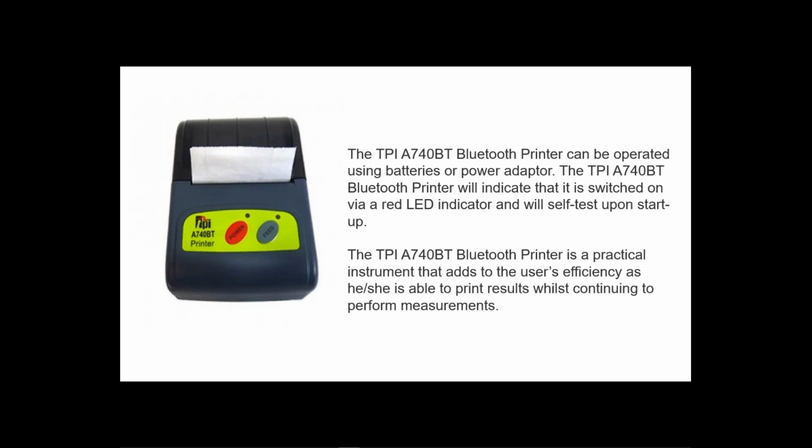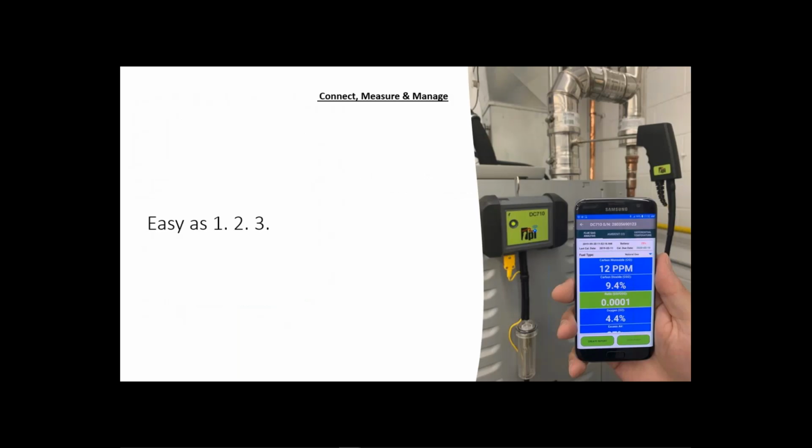It's a real practical instrument. It adds to your own efficiency. It adds to your company's efficiency. And you're going to be able to print the results and continue to perform all your measurements. It's not like you have to stop. So how easy is it to do? Well, combustion analysis can be easy depending on the device that you're using. So what we talk about with TPI is easy as 1, 2, 3.